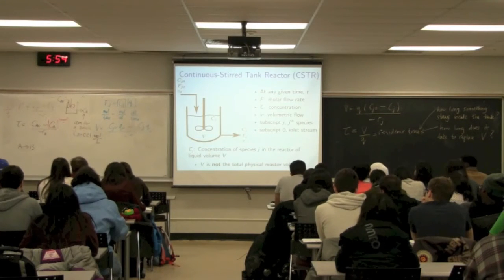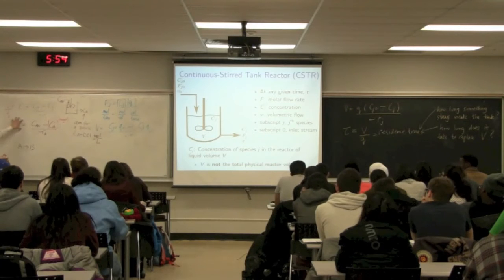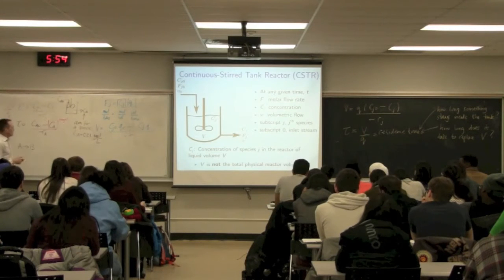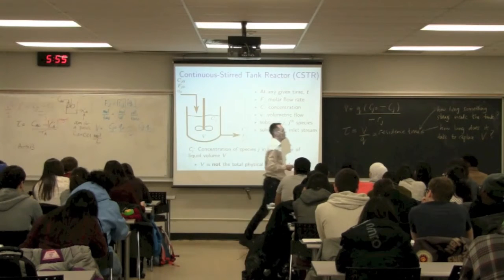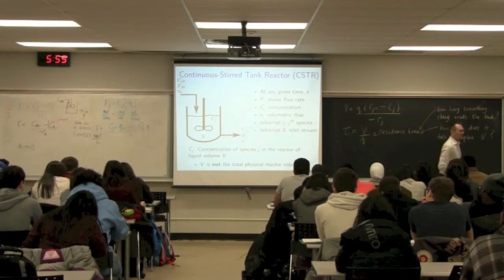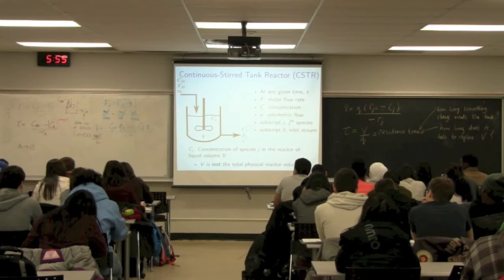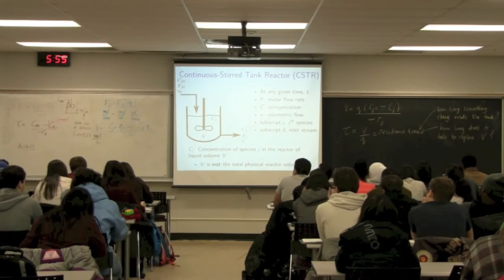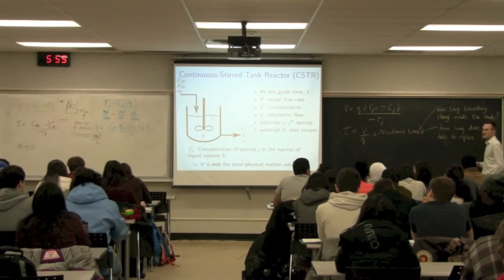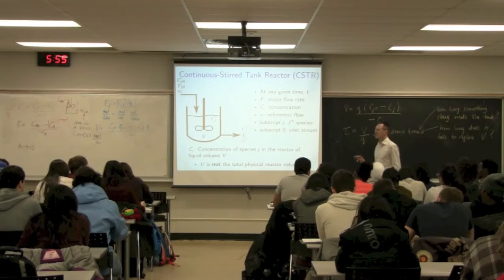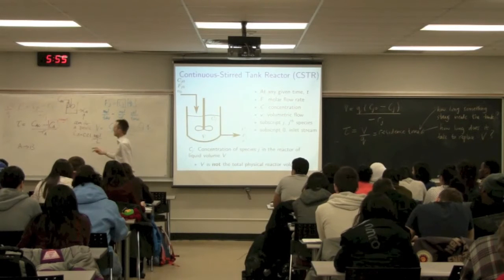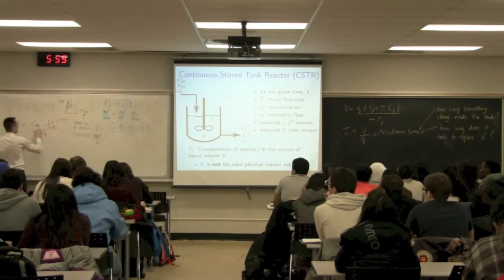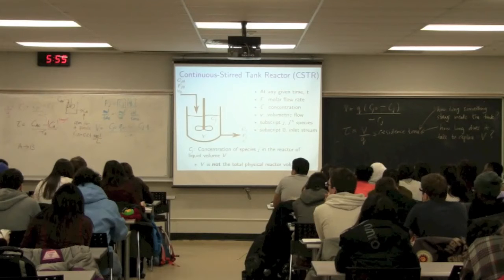And tau is how fast I'm putting material in and replacing it in the reactor. What's going to happen in the situation where CA0 increases? CA0 increases, everything else stays constant. CA0 goes up, I need CA to stay the same.